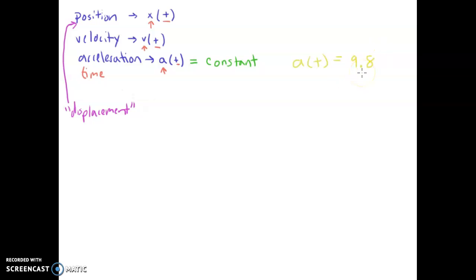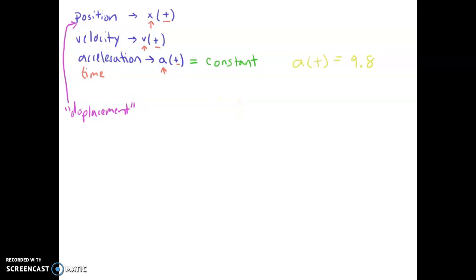It could be any number there. It could be a negative number. It could be a positive number. Doesn't matter as long as that number is unchanging. In fact, we should notice here there's no t dependency, which is why, if you've watched my motion graphs video, the acceleration is always a constant straight line, a flat line.